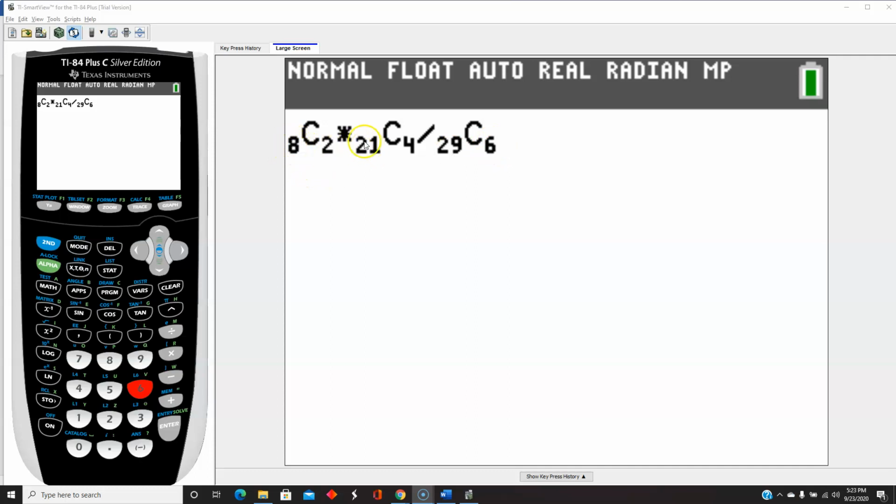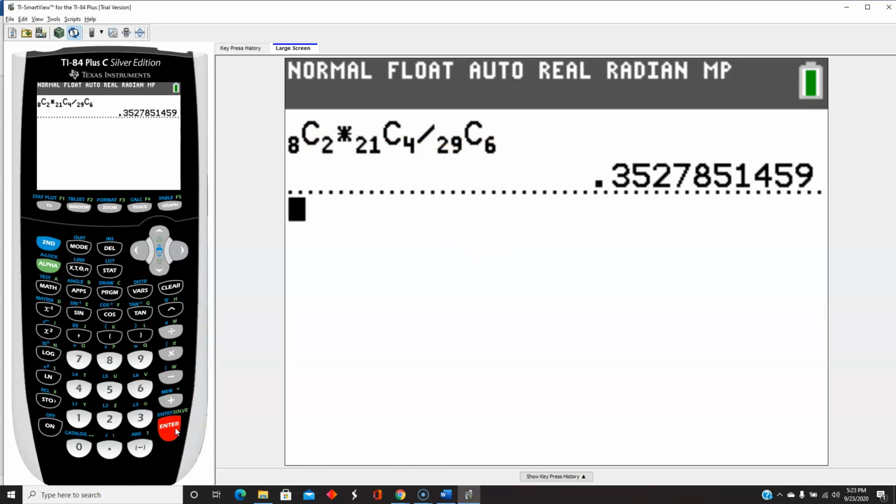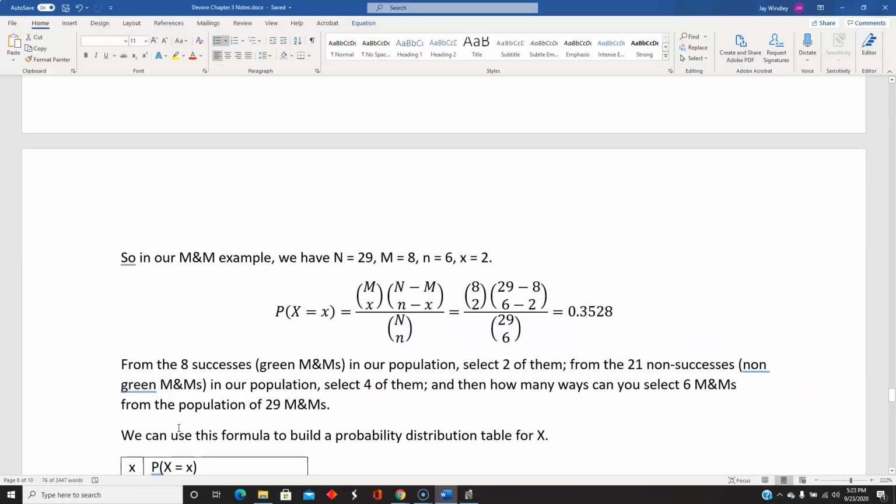Notice this 8 and this 21 add up to 29. This 2 and this 4 add up to 6. That should always be the case in this formula. So our probability is 3, 5, 2, 8.